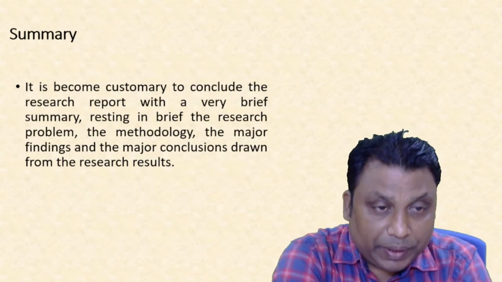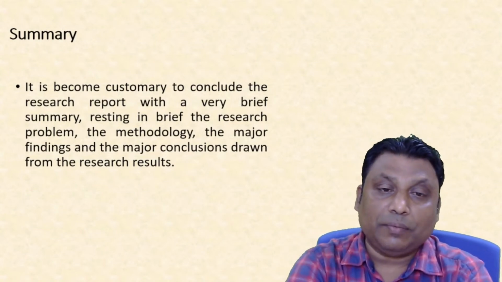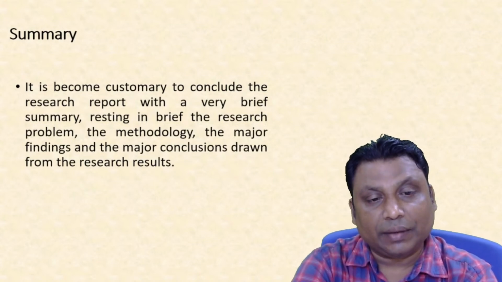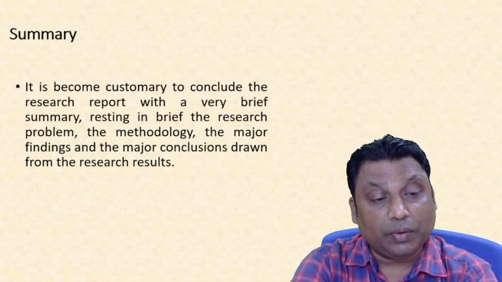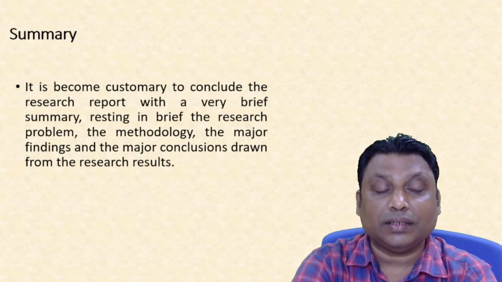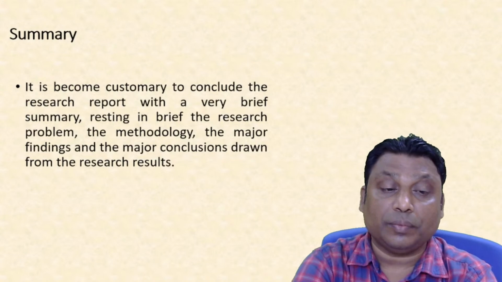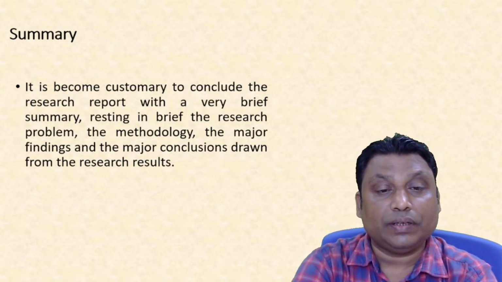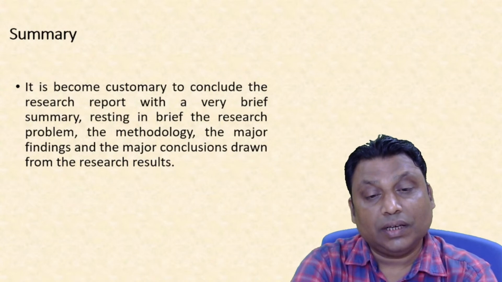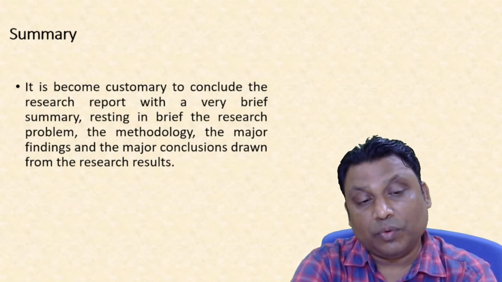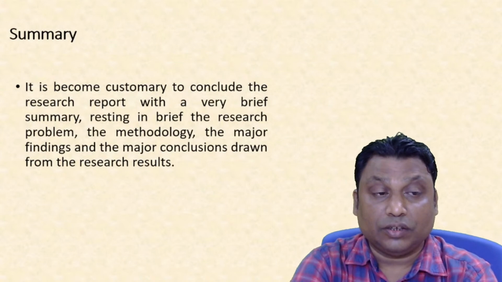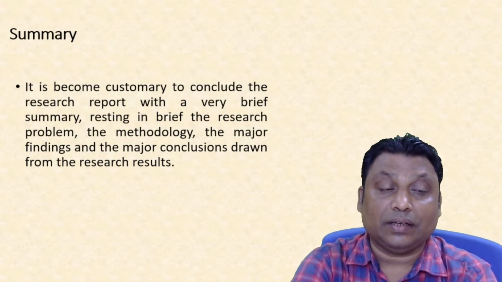Then the next one is the summary. It is customary to conclude the research report with a very brief summary, restating in brief the research problem, the methodology, the major findings, and the major conclusions drawn from the research results. When you are writing the summary of your research report, you have to clearly mention all the research topics you used. First you have to write a brief history of your research work: the research problem, the research methodology, the major findings, the major conclusion, and the future research on your topic. So these five points you have to mention in your summary.